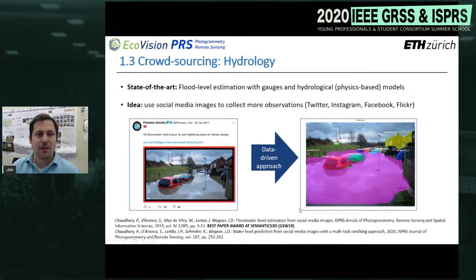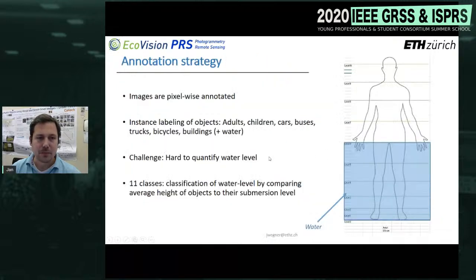All right, so the next topic is social media image analysis. The idea here was that if a flooding event occurs somewhere on Earth, then usually people start tweeting about it, or they put it on Instagram or Facebook. We just download all of those images of that area, and based on the images alone, we give a rough estimate of the water depth.